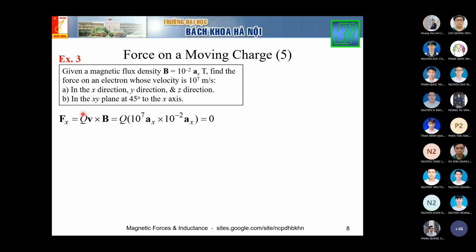Firstly, the first question. The most important thing in this kind of exercise is to find the appropriate expression of the speed v. For the first case here, the magnitude of v was given. It is 10 to the power 7, and the direction of v is alongside the x direction. So this one is ax, and ax cross ax is 0. So we can see that when the movement of the charge is parallel to the field, then there is no force acting on that moving charge.